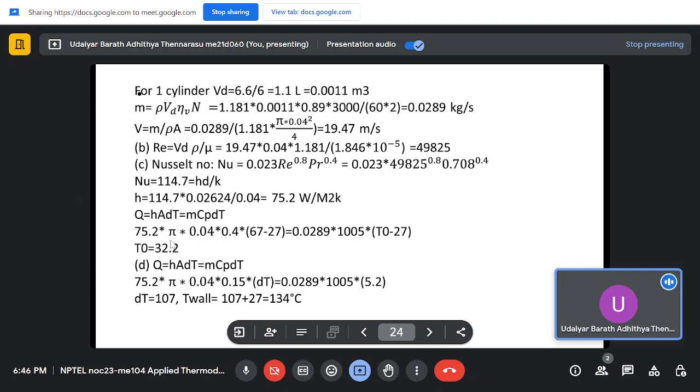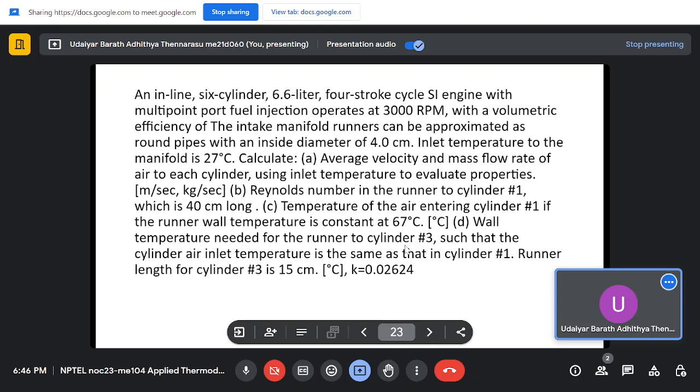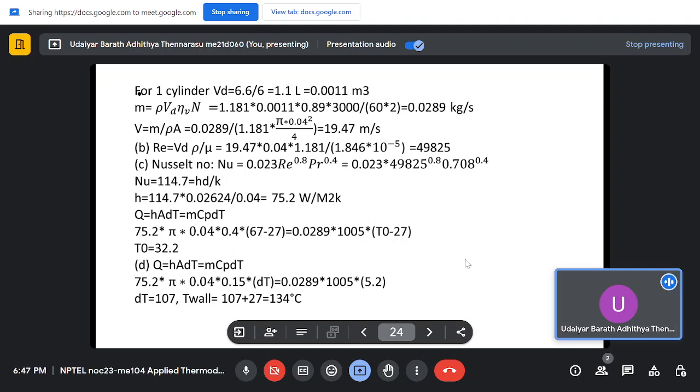So now we know that we have found out the temperature of air entering cylinder 1. The next question is: what wall temperature is needed for the runner to cylinder 3 such that the cylinder air inlet temperature is the same as cylinder 1? The runner length for cylinder 3 is 15 centimeter. If you require the same temperature for the air to enter cylinder 3, what should the runner temperature be? That is what has been asked.